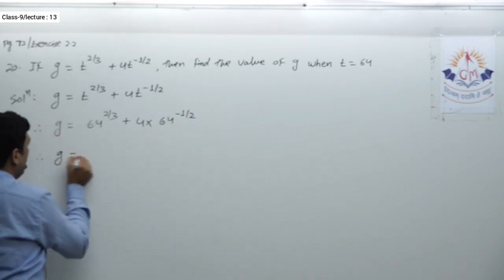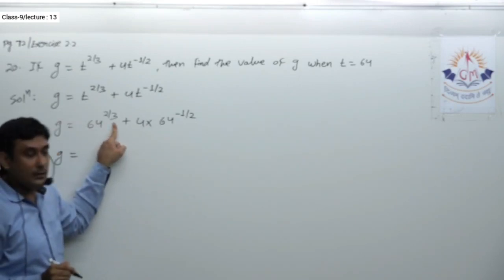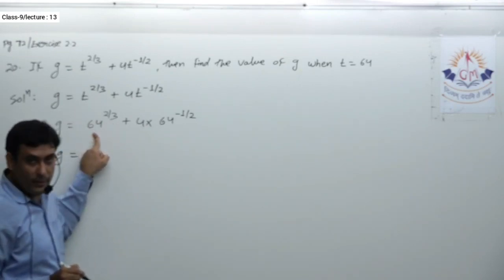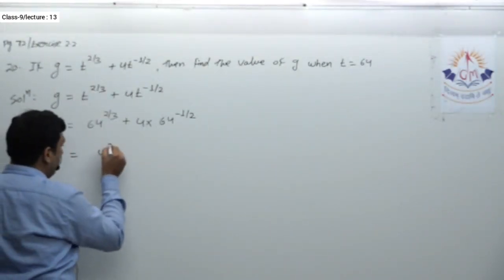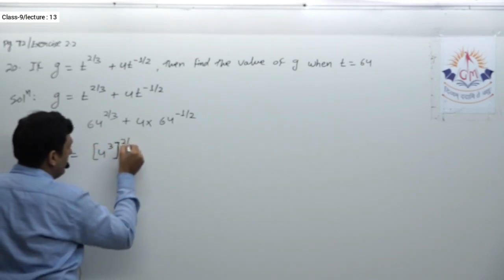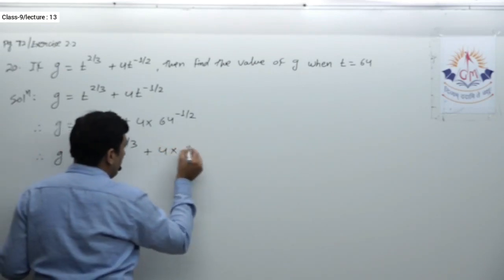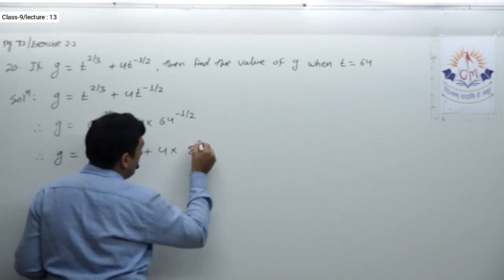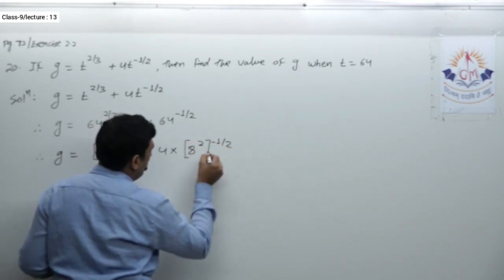So g is equal to, now 64, see it is 3 in the denominator, so definitely it is possible to write 64 something raised to 3. So this I can write 4 raised to 3. This 2 by 3 power remains as it is, plus 4 multiplied by, at the place of 64 I write 8 square, raised to minus 1 by 2.